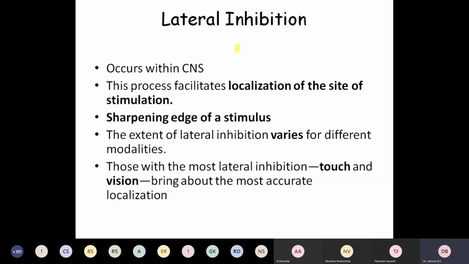The maximum is in touch and vision. They show a maximum lateral inhibition. That's why when you are seeing an object, you can see clearly the edge of the object; a sharpening or a contrast is there because of this important property. And also you can exactly localize where the object is pointing, rather than identifying it vaguely. So these are the important properties of the receptor.